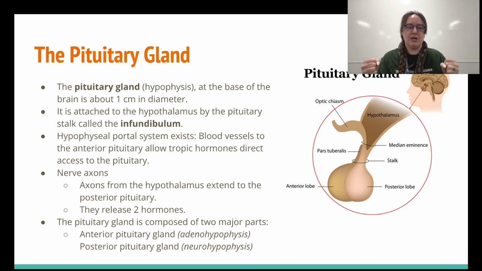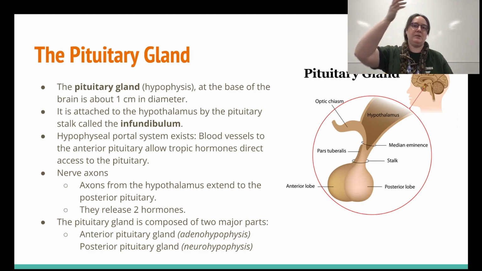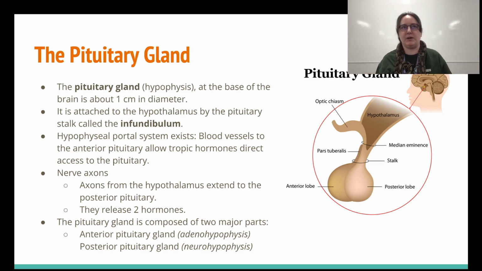All right, so the pituitary gland, this is the master gland. Under the control of the hypothalamus, he pretty much tells the body what to do through all the different hormones he releases, to tell the rest of the glands in your body to turn on or off. He's also known as the hypophysis, and he's at the base of the brain, about 1 centimeter in diameter. He's pretty tiny, but he packs a big punch.